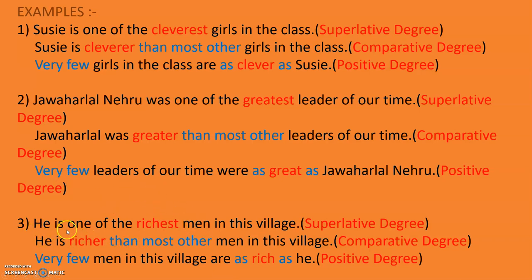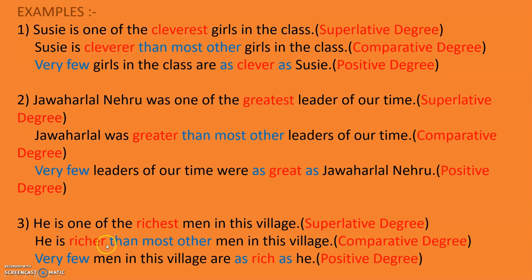If I say, he is one of the richest men in this village. What do you have to do? The first thing, find out which degree. So you read, he is one of the richest. EST is coming, which means superlative degree. Now, I have to make it comparative. Okay, but he is one of the, means there are others also. So, he is richer than most other men in this village. So, it will come comparative degree.